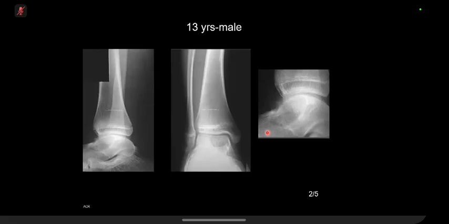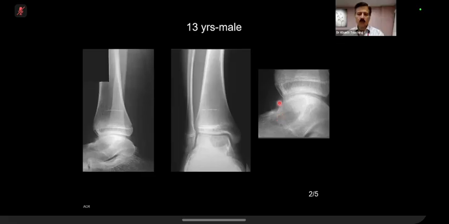My differential in this patient would be simple bone cyst. It could be a Langerhans eosinophilic granuloma because it's a single lucent lesion. And the differential could be a brown tumor, but there are no associated features of brown tumor there.